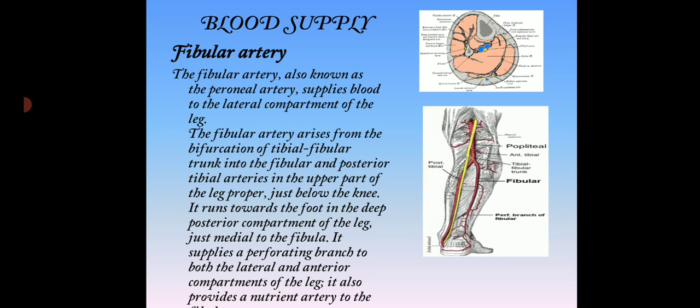The fibular artery arises from the bifurcation of the tibial fibular trunk into the fibular and posterior tibial arteries in the upper part of the leg proper, just below the knee joint. It runs towards the foot in the deep posterior compartment of the leg, just medial to the fibula. It supplies a perforating branch to both the lateral and anterior compartments of the leg. It also provides a nutrient artery to the fibula.